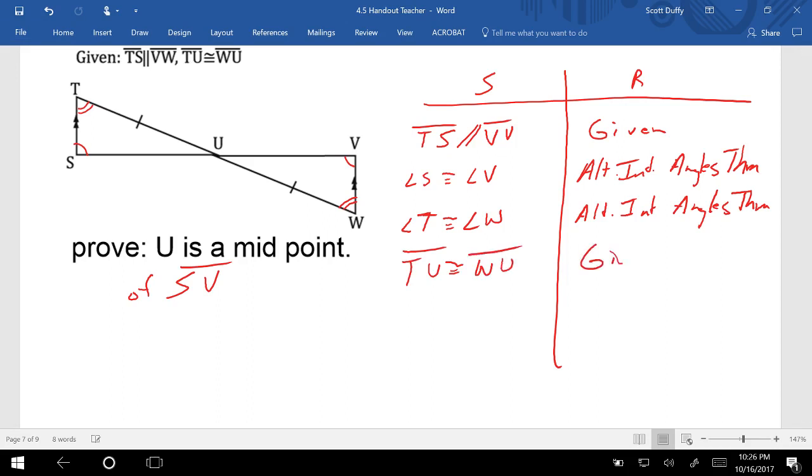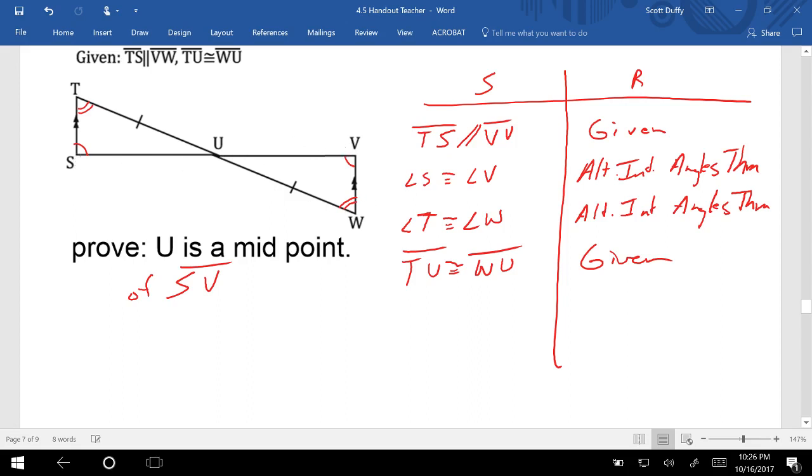And that's given. So I always start with the first thing that's given, see what I can deduce from that, and then I'll write down the next thing that's given, see what I can deduce from that. What I can deduce is that U is the midpoint of TW, but that's not what I want to prove. I want to prove that it's the midpoint of SV. So I'm going to have to prove that SU equals VU somehow.